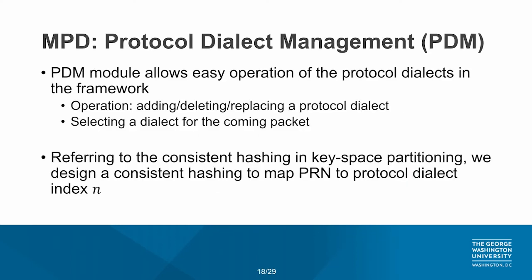The third module here is the Protocol Dialect Management, PDM. The PDM module allows easy operations of the protocol dialect in the framework. The operations include adding, deleting, or replacing a protocol dialect, and the PDM module selects a dialect for the incoming packets. Referring to consistent hashing and key-space partitioning, we design the consistent hashing to map the pseudo-random number to the protocol dialect index n.